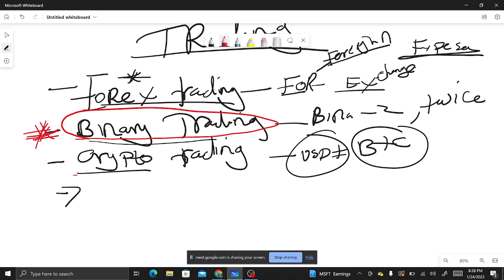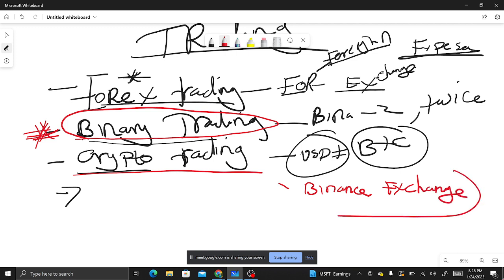And when you talk about cryptocurrency, you can also trade crypto on FXPesa, because you have an account there. But you can also find it on Binance Exchange, if you just want to concentrate on cryptocurrency only. On Binance you mostly have only cryptocurrencies, and you can trade them right there.